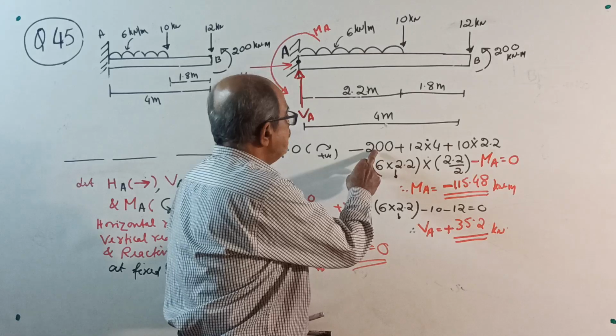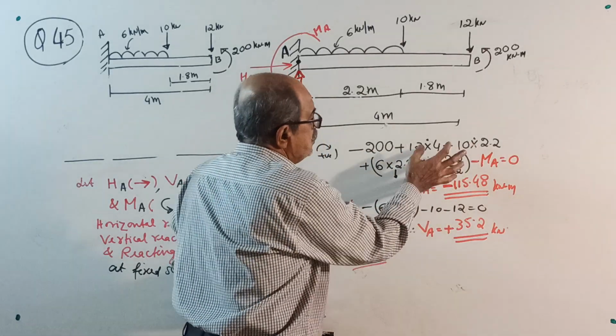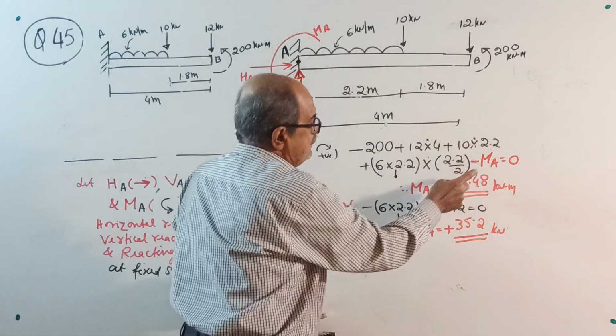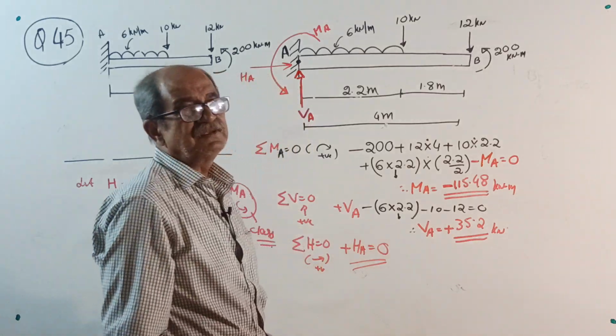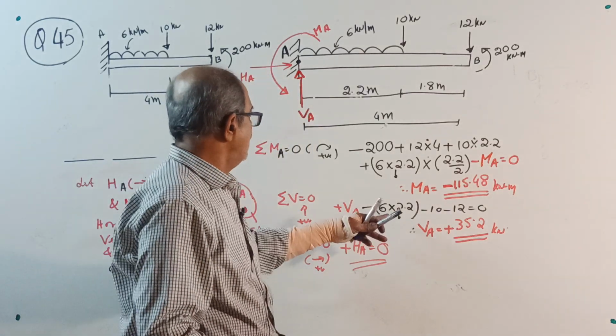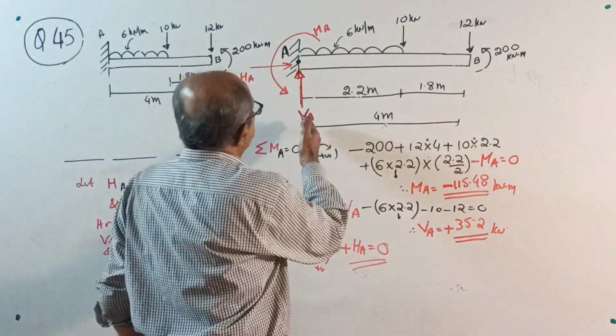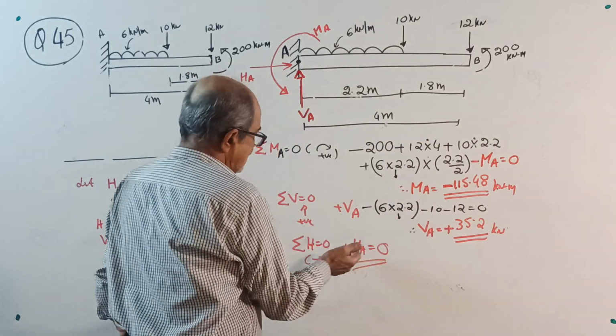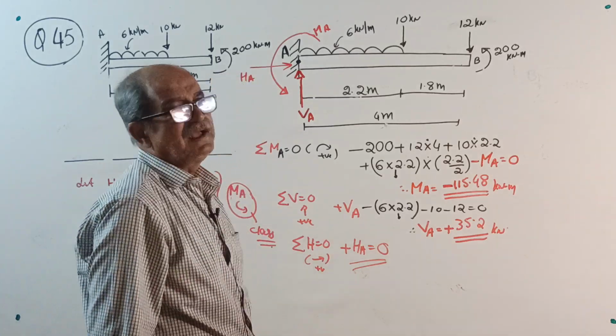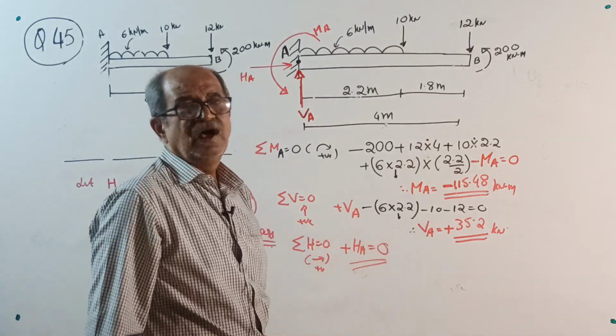See here, this minus and these two plus together, net is minus of minus. So MA will come minus. Be very careful. Okay, then sigma V equal to 0, you get VA equal to plus 35.2. I don't have to explain. Sigma H is 0, HA will come 0. This also I don't have to explain.